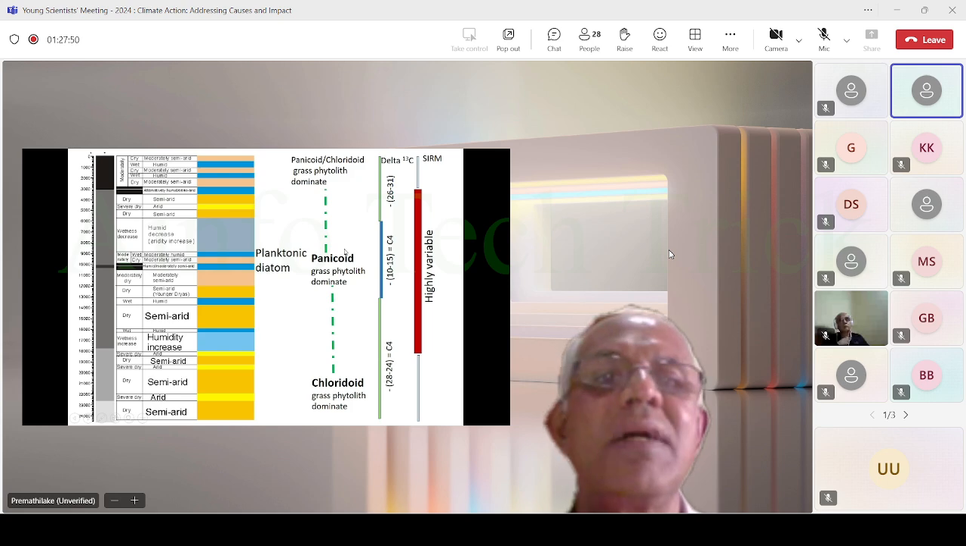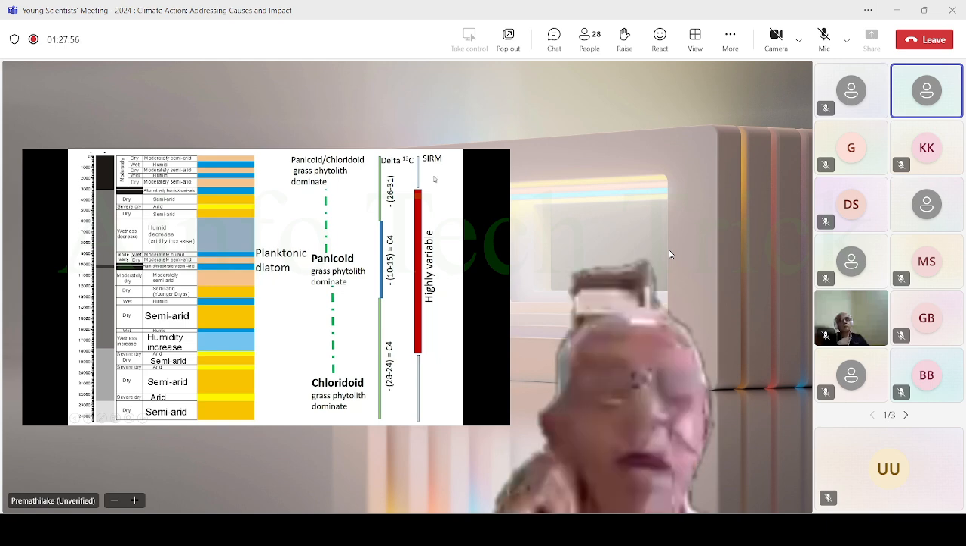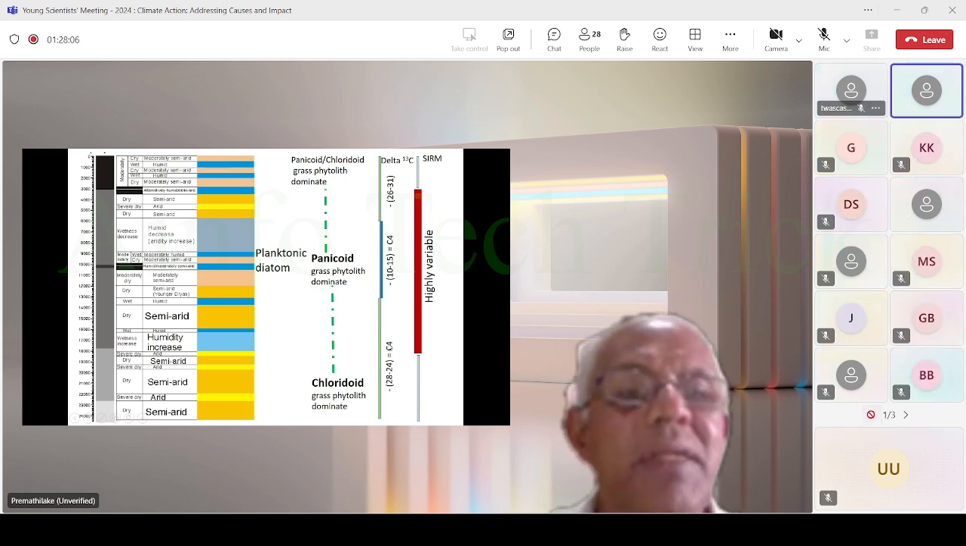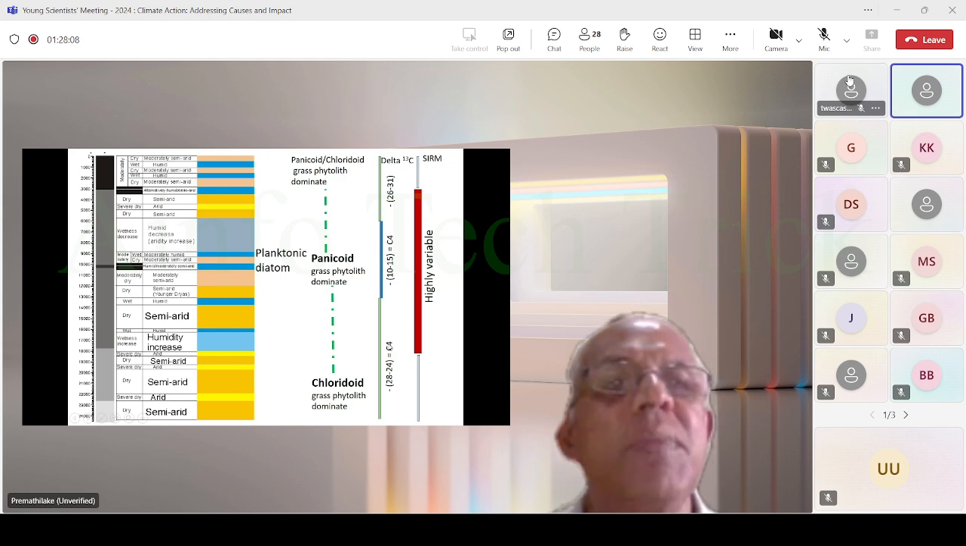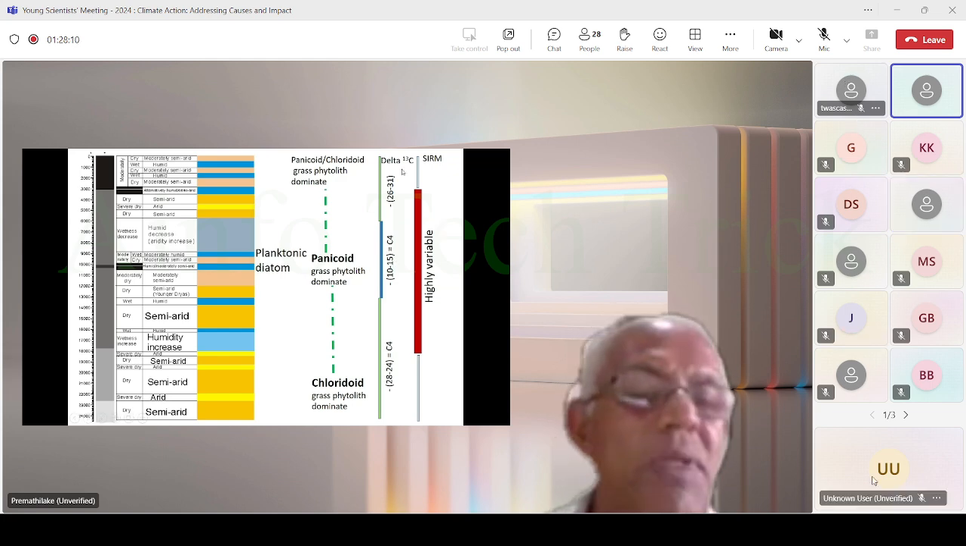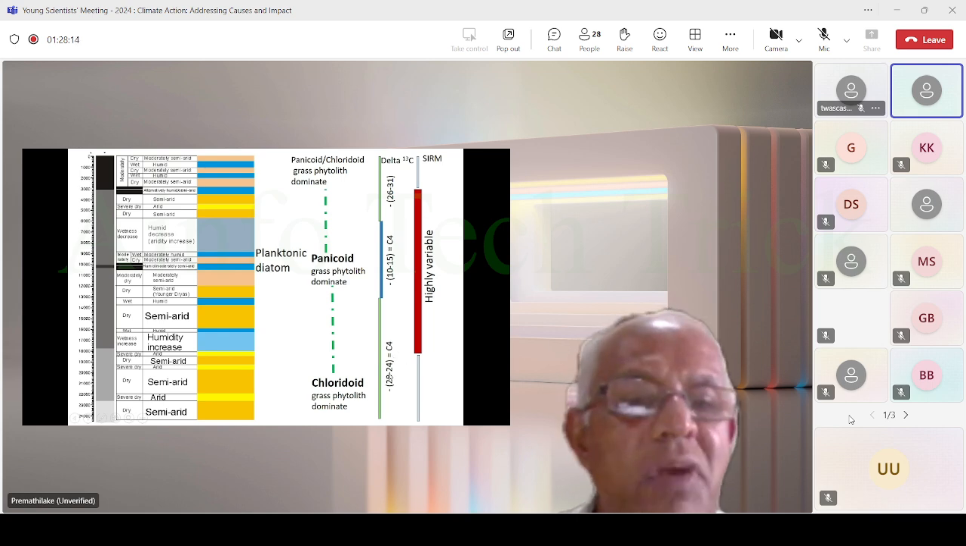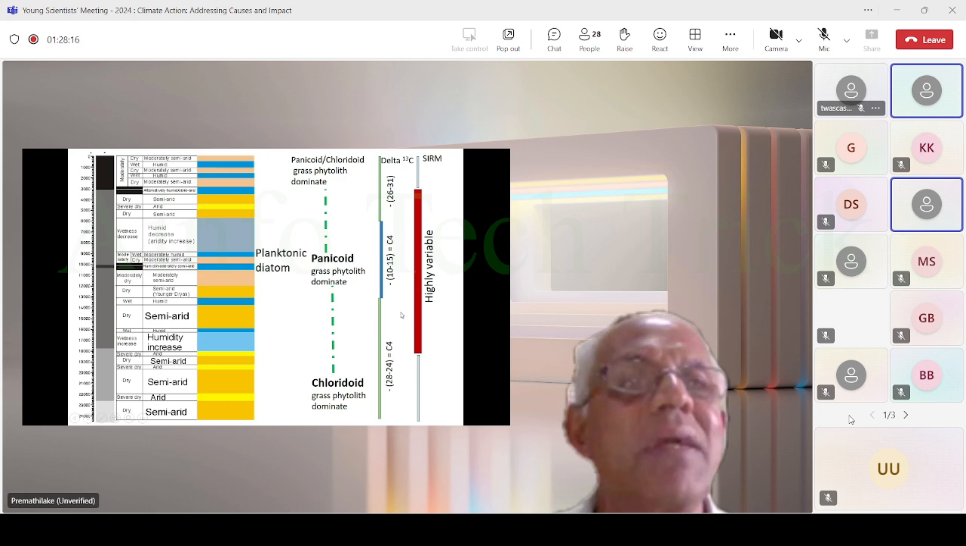Another parameter we use as a proxy is delta carbon. The delta carbon also gives some idea about the vegetation and climate, and this part, minus 28, minus 24, is changing here, and it's changing 10 to 15 here. This indicates a C4 plant community, and here the C4 plant community is dominating, along with C3 and C4 plant communities. Usually C4 plant communities produce chloridoid phytolith under dry climate conditions.